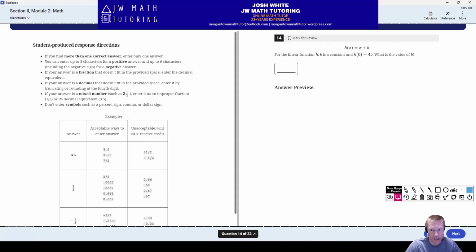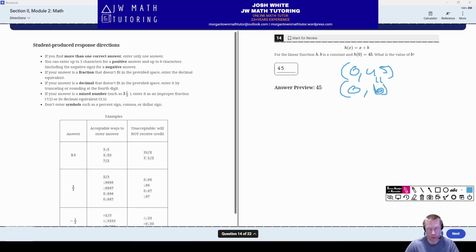All right, number 14. Here you have a problem where you're given the equation of a line and they tell you that h of 0 equals 45. What's the value of b? So the answer is just 45. You should recognize that h of 0 equals 45 means that this line goes through the point 0, comma 45, which is the y-intercept. The y-intercept is always 0, comma b.